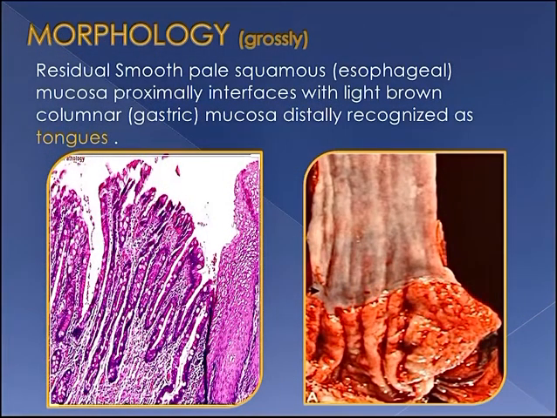Now the gross morphology. Here we can see the residual smooth pale squamous esophageal mucosa proximally that interfaces with the light brown columnar gastric mucosa distally, recognized as chunks of red velvety mucosa extending upward from the gastroesophageal junction. And here we can see the gastroesophageal junction.